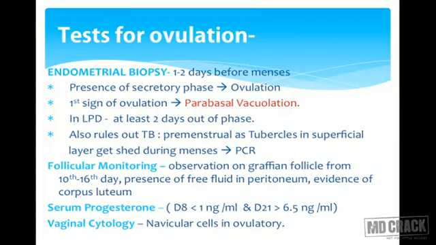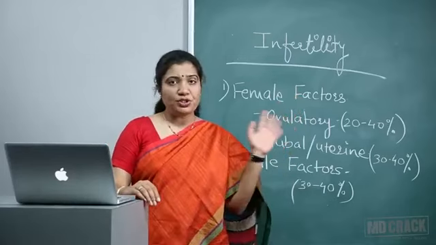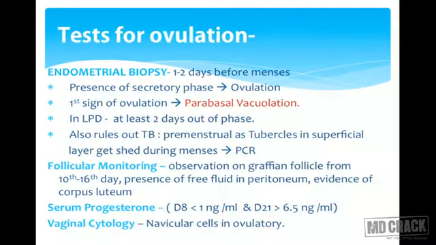Added advantage of endometrial biopsy. It tells us about ovulation, yes, but added advantages are it also rules out tuberculosis. Tubercles present in the superficial layer may get shed off and PCR will come positive.